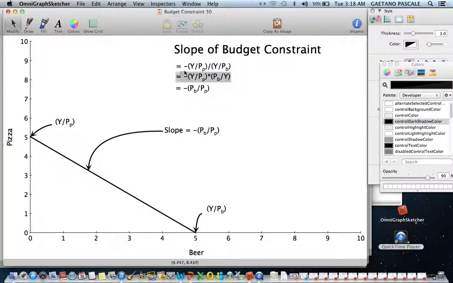So realize that. And if you think about it, if you know that that's what this point is, and that's what this point is, the slope of this line is the rise over the run. If I do that, I end up getting this, rewriting it in this form, and then by simplification I get that the slope of this line is negative the price of X, price of beer in our case, divided by the price of Y.